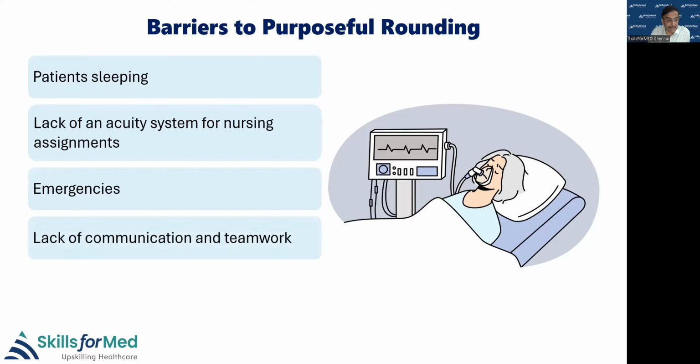Lack of communication and teamwork, and a very important one, contradiction in policies. In one hospital, there was a policy of not disturbing the patient at night. And then they implemented purposeful rounding, where they said they have to round 24/7. Now, there is a contradiction in policy. So do you wake up the patient? One policy says do not wake up the patient when sleeping. Another policy says you've got to do regular rounds at night also. So make sure when you are implementing any new methodology or any new improvement practices, look at the existing policies and see that they are not in contradiction with each other.